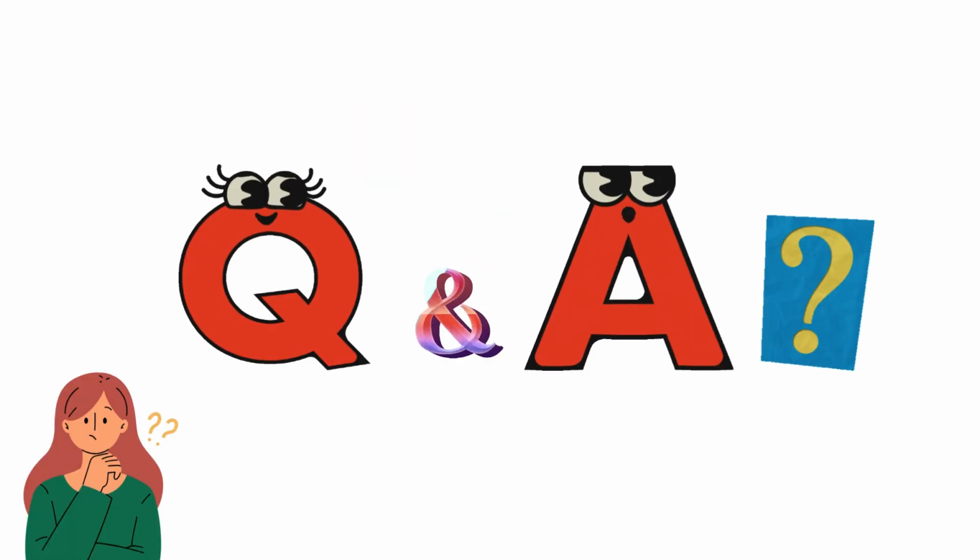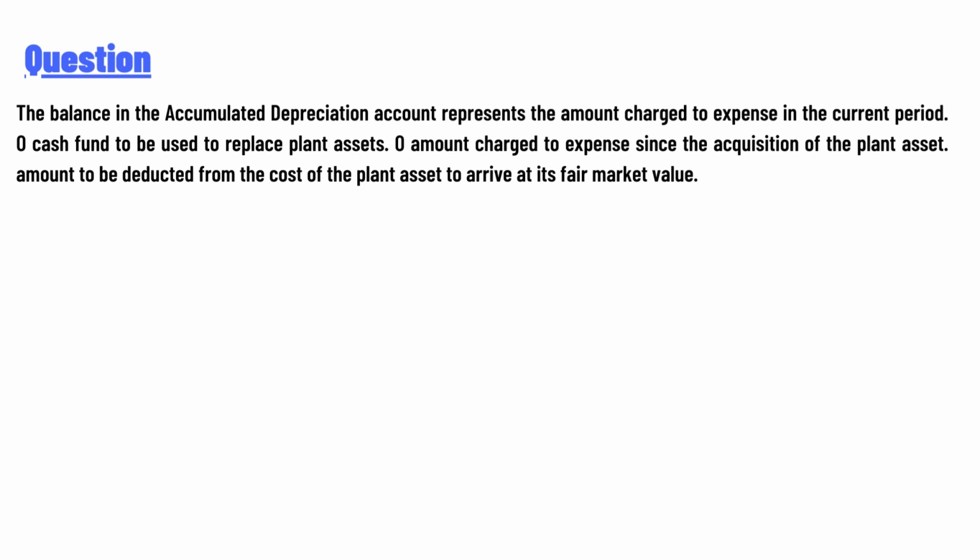So our today's question is: the balance in the accumulated depreciation account represents the amount charged to expense in the current period. Cash fund to be used to replace plant assets. Amount charged to expense since the acquisition of the plant assets. Amount to be deducted from the cost of the plant asset to arrive at its fair market value.